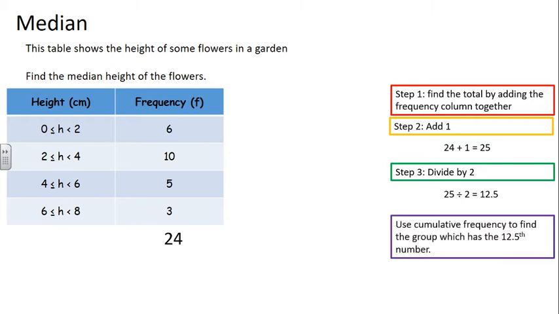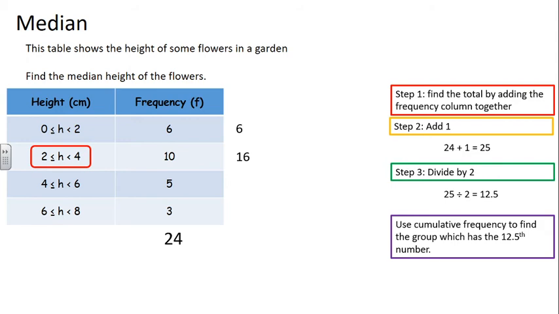We then use cumulative frequency to find the group. So by cumulative frequency, you're just adding the previous total together. So you're starting off with 6. We haven't got to the 12.5th yet. So then you're going to add the 10, which gives you 16. And obviously 16 has gone past the 12.5th number, which means that is in that particular group. So greater than 2 but less than 4 is the median average.